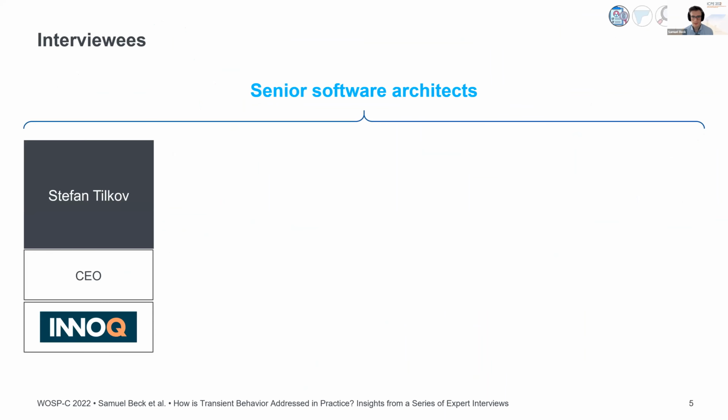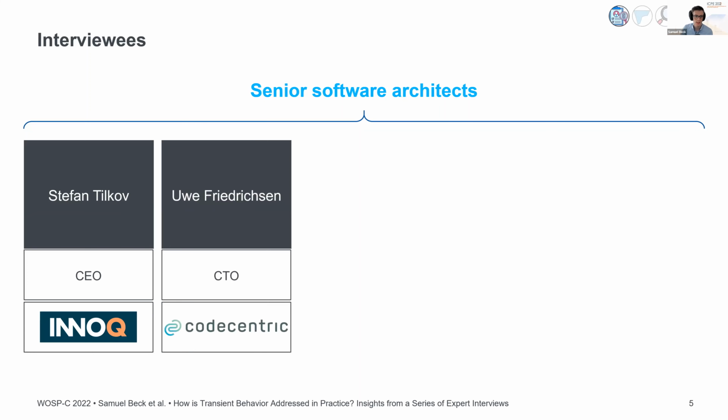The 5 interviewees that we spoke to were all senior software architects at German IT consulting companies that were all working in the enterprise application domain. The first of them was Stefan Tilkoff, who's the managing director and principal consultant at InnoQ Germany. We also talked with Uwe Friedrichsen, who is the chief technical officer at Codecentric, where he's also a senior software architect and responsible for the company's technological strategy.